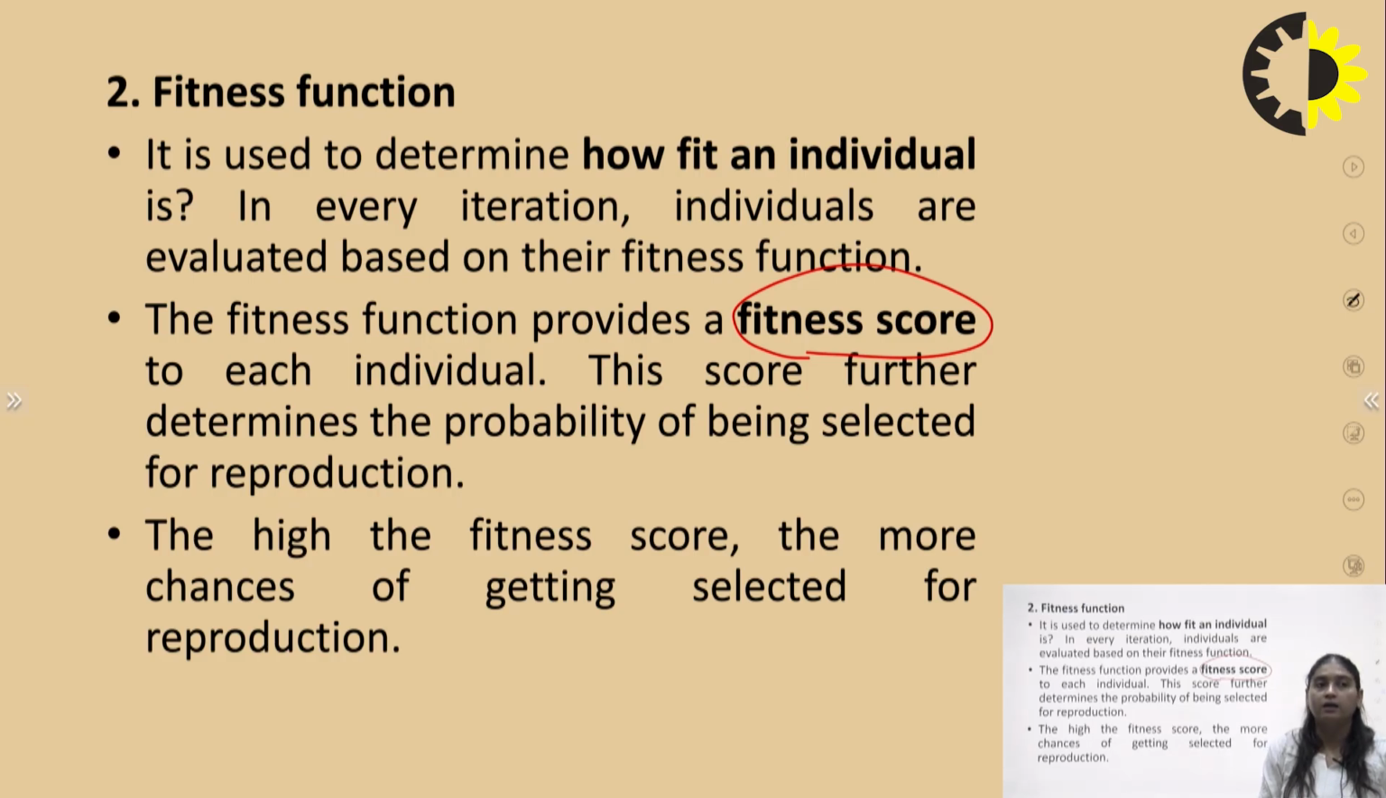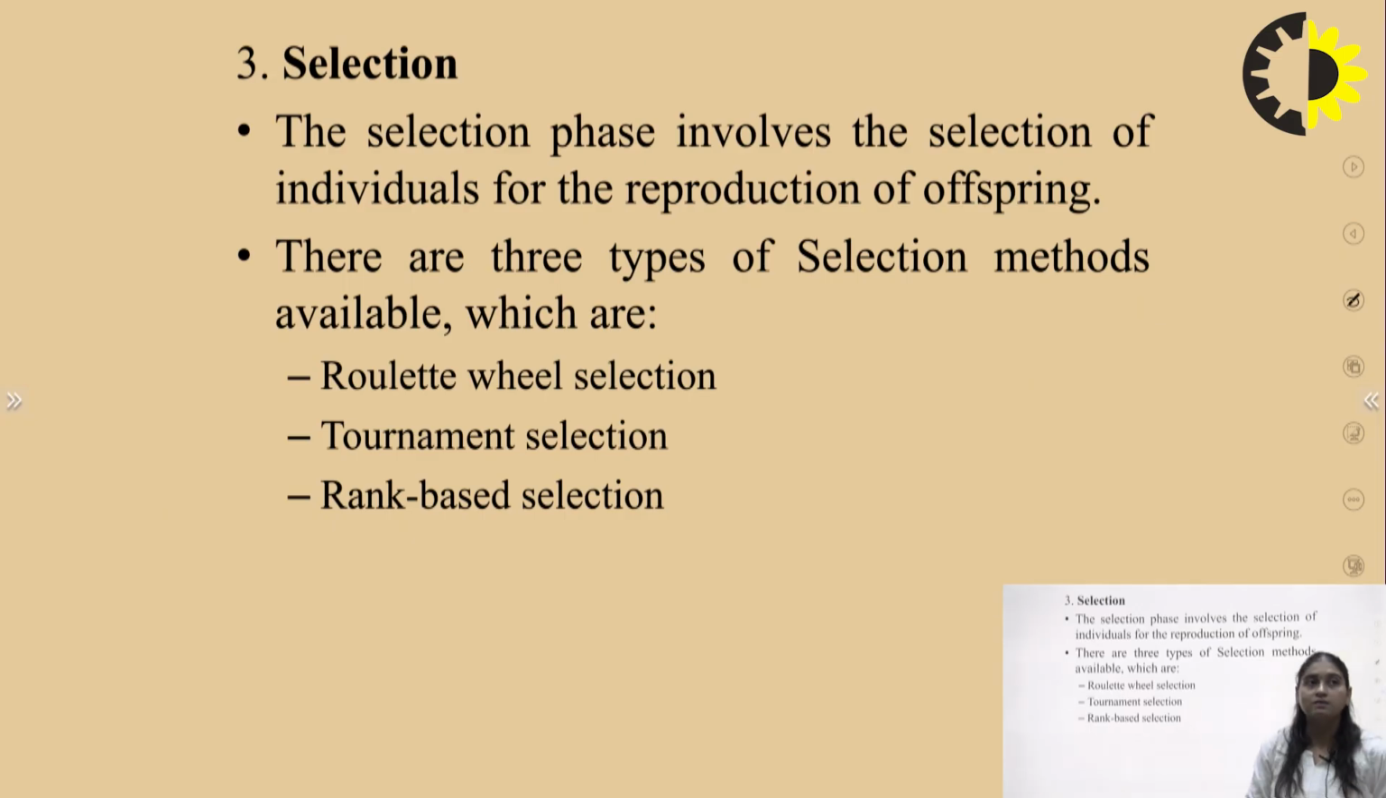The higher the fitness score is, the more chances of getting selected for the reproduction part. And next we have selection. The selection phase involves the selection of individuals for the reproduction of offspring, and generally we have these three types of techniques for the selection purpose.